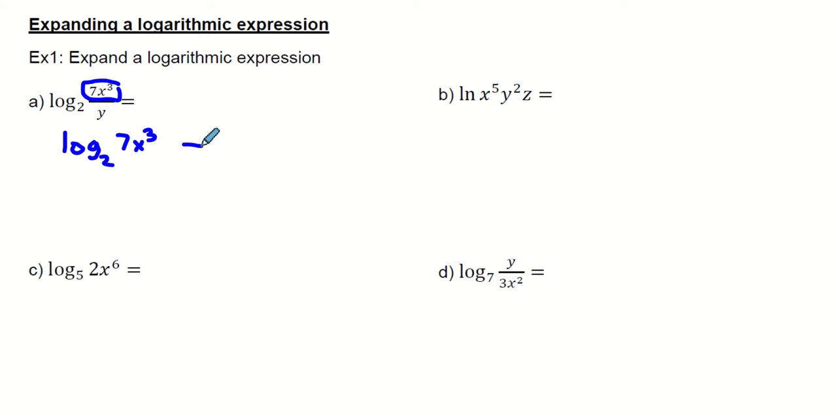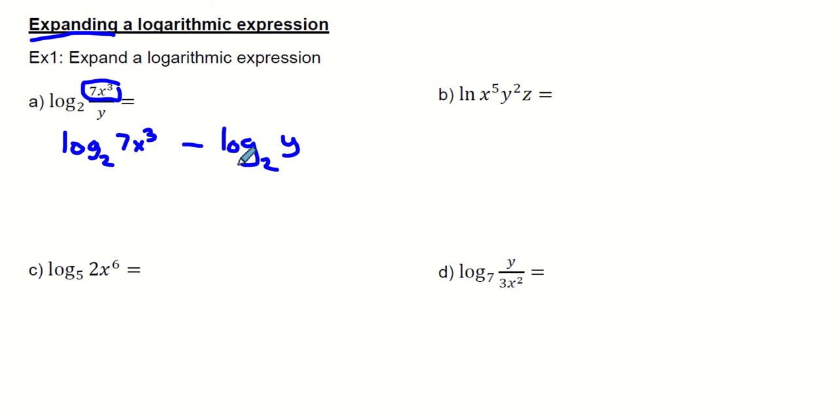And then minus log base 2 of the bottom. So notice we have two different logs. So when we're dividing here, we take log base 2 of the top minus log base 2 of the bottom. So remember, division becomes subtraction. And this is called expanding. We're basically taking a log and making it bigger.